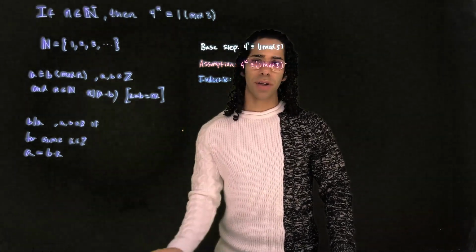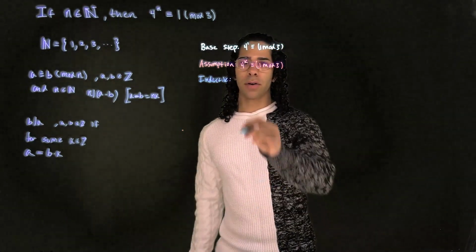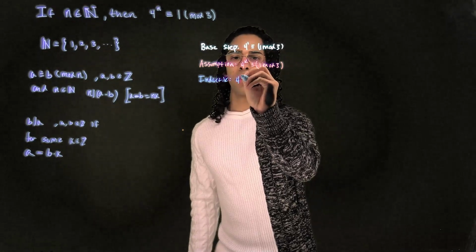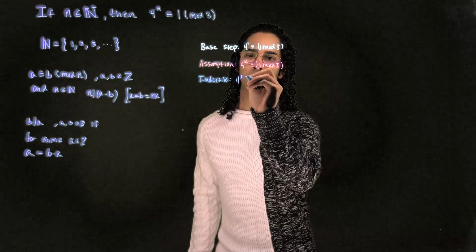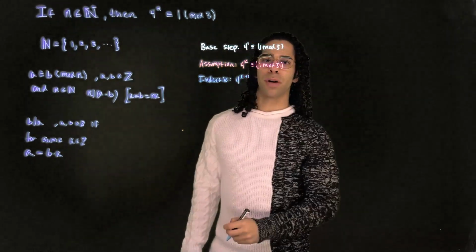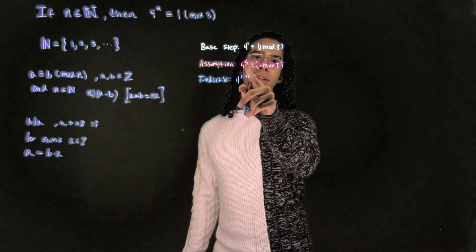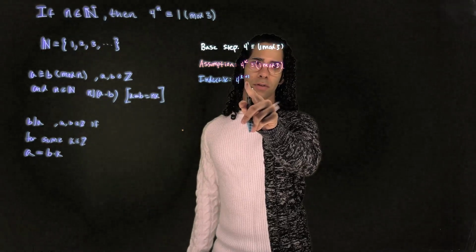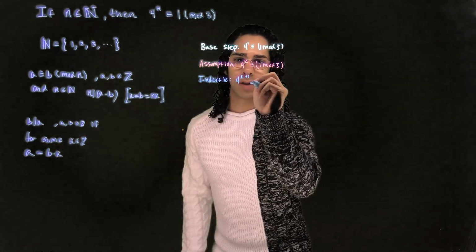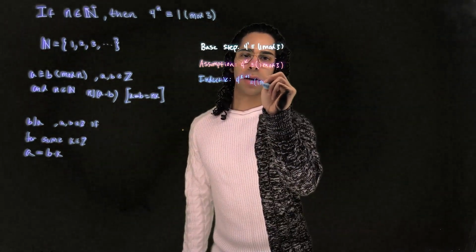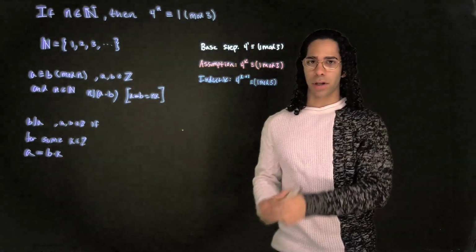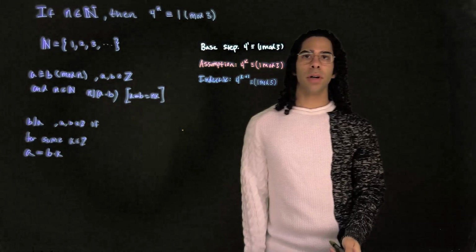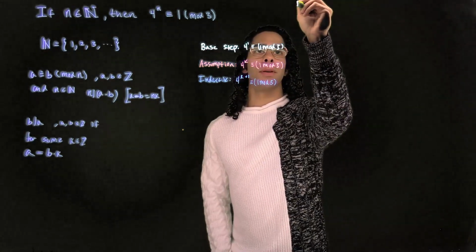Next, we have to show the inductive step, which says, okay, if it works for some general case, it should work for that case right after it as well. And so we're going to show it works for k plus 1. If it works for 4 to the 50, it should work for 4 to the 51. And so with that being said, we can go ahead and proceed to prove this statement using mathematical induction. And so I'm going to say begin proof.